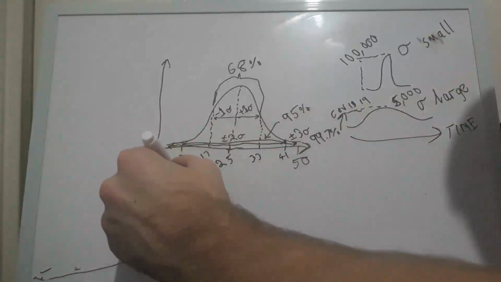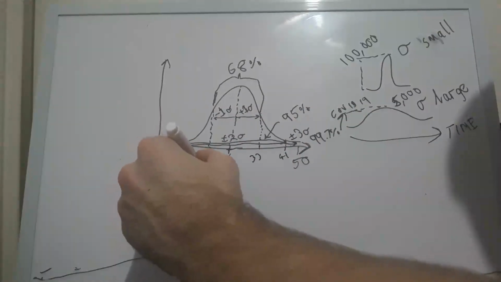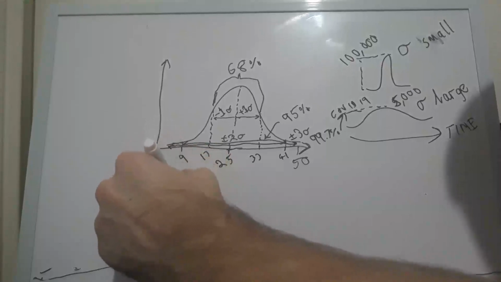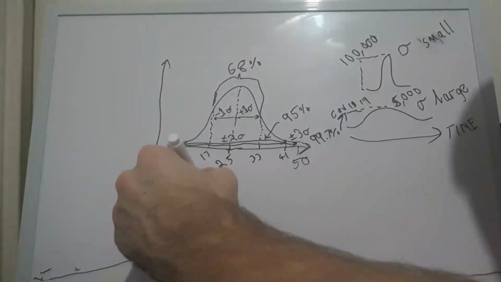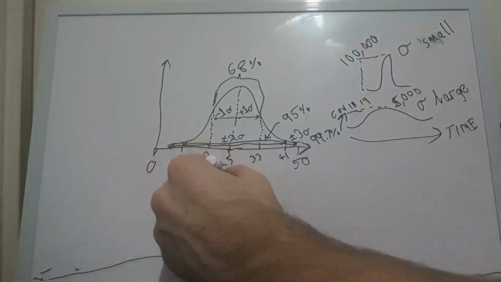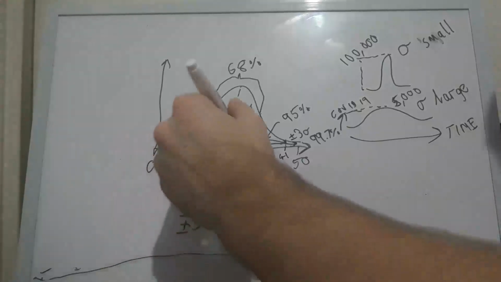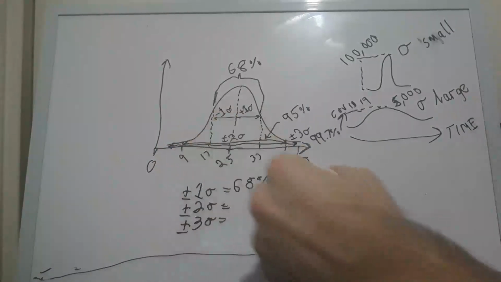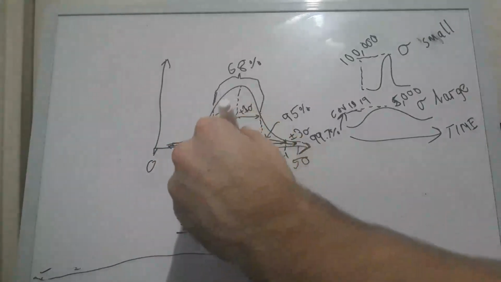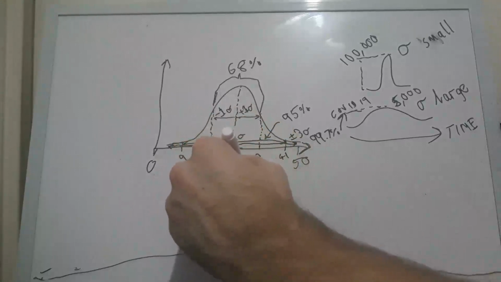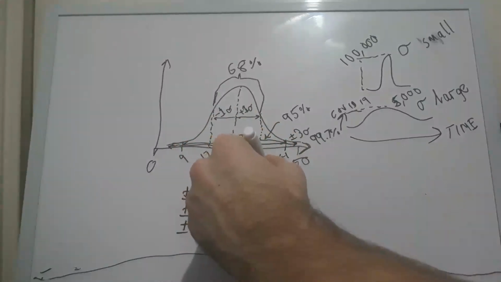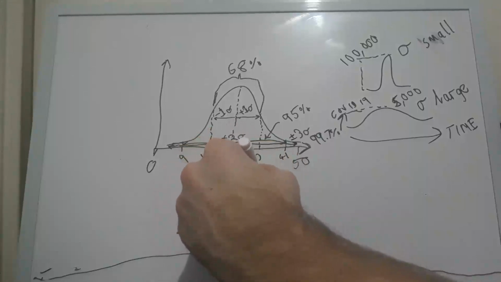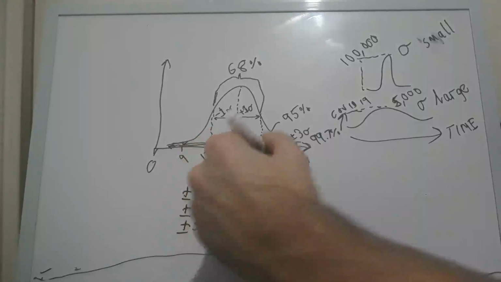So, to recap, plus or minus 1 standard deviation, plus or minus 2 standard deviations, and plus or minus 3 standard deviations. That will encompass, for 1 standard deviation, 68% of the total data points, or values. For 2 standard deviations, that is 95%, and for 3 standard deviations, that is 99.7%.